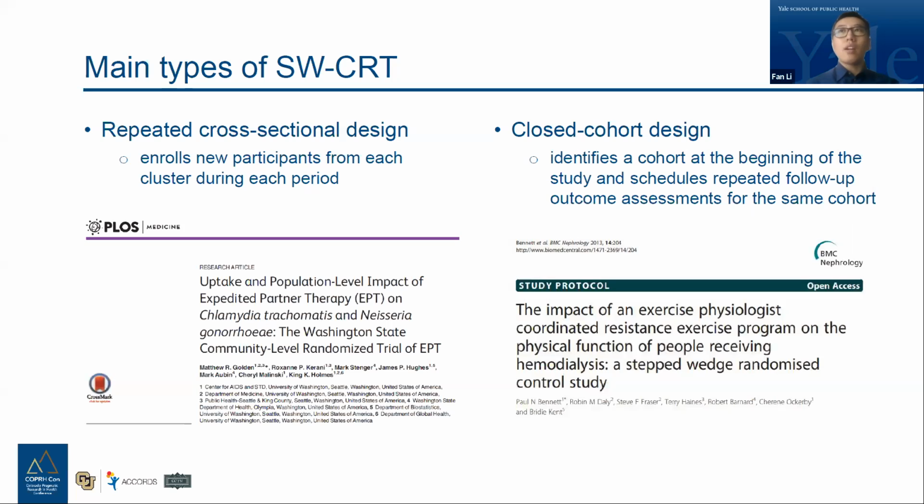On the other hand, in a closed cohort design, we would be identifying a cohort at the beginning of the study and then scheduling repeated follow-up outcome assessments for the same cohort during the entire course of the study. For example, the study that investigates the impact of the exercise physiologist coordinated resistance exercise program on the physical function of people receiving hemodialysis is such a design, where a distinct patient cohort is recruited in each clinic for repeated follow-up on their quality of life outcomes.